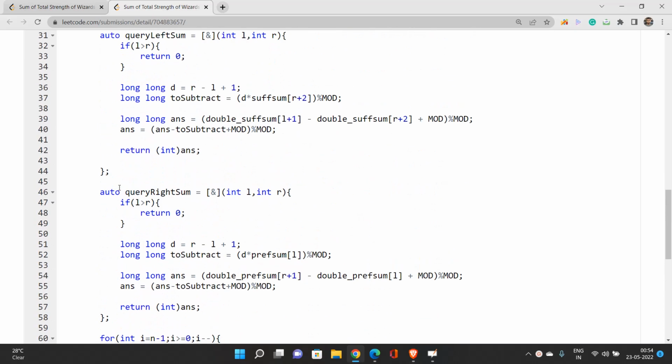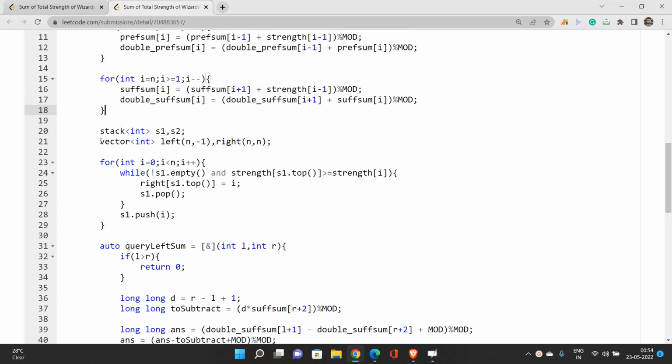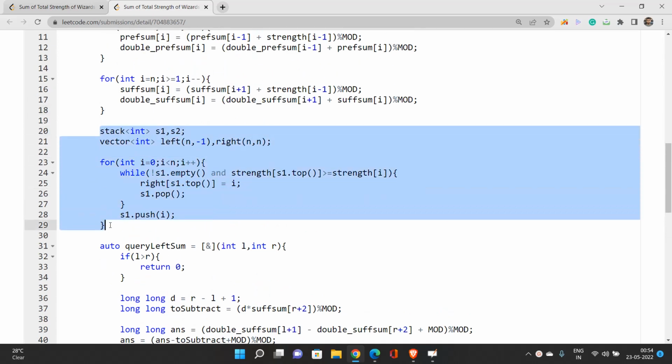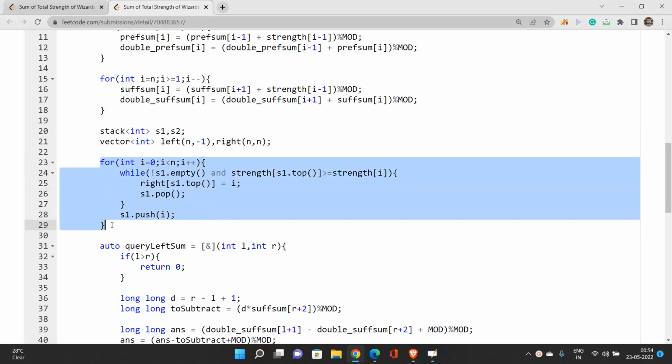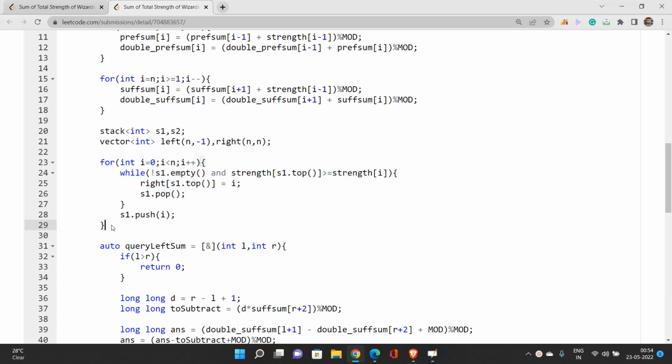Now you can see this part, this for loop. This for loop is going to find the next smaller element for each index to the right of the current index. Note that this right array will store the position index of the next smaller element for the current index.